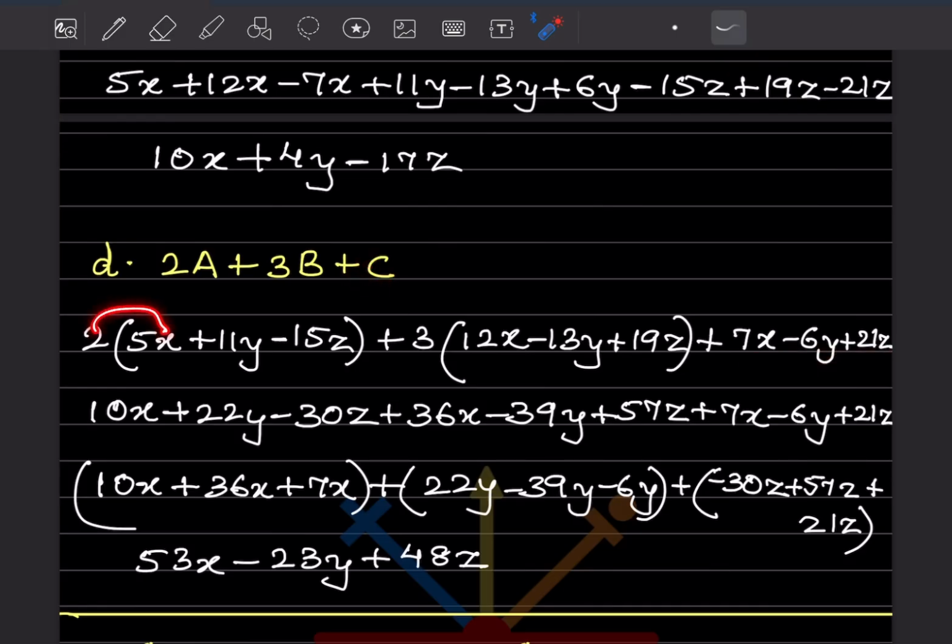So what will you do? 10x plus 22y minus 30z. Again we have 36x minus 39y plus 59z, and this is the same. And then the like terms.